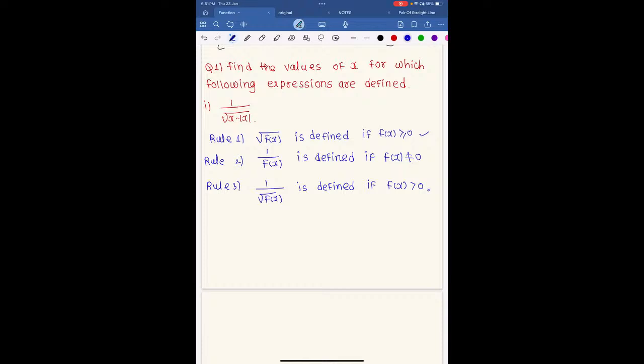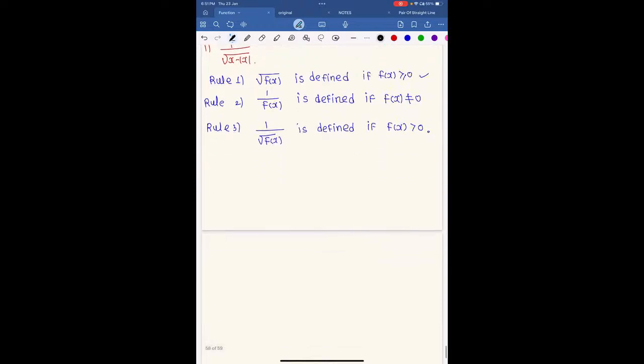So remember this rule. Now we have to find out the possible values of x for the expression 1 upon root of x minus mod of x. So we'll see the answer now.